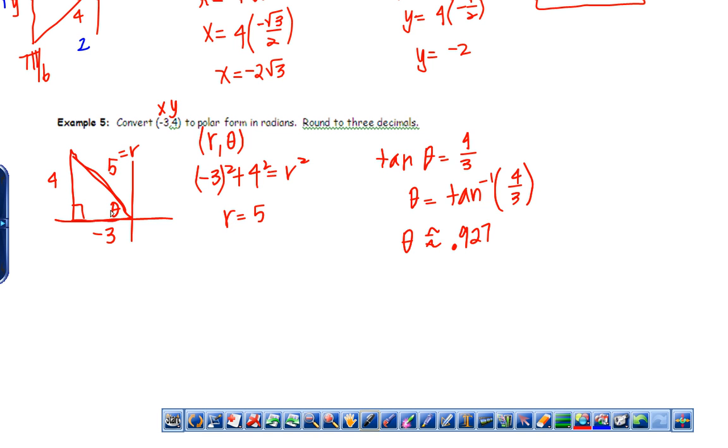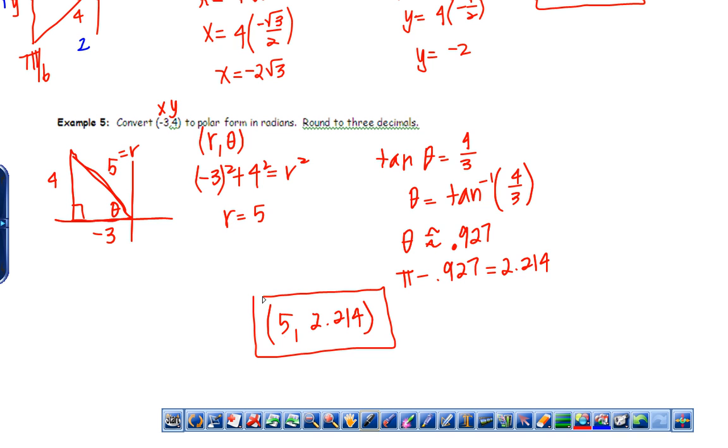Okay, that gives me this angle, and since it's over here, that's not going to help me out at all. This is basically just a reference angle. So you're going to have to say pi minus the 0.927. And that's going to give you another approximate answer, and that's 2.214. And so that's what I'm actually looking for. So your r is 5, and your theta is 2.214. Remember, you're always using your reference angles, okay? Let me write that down.